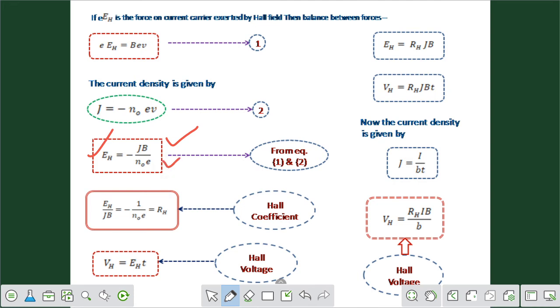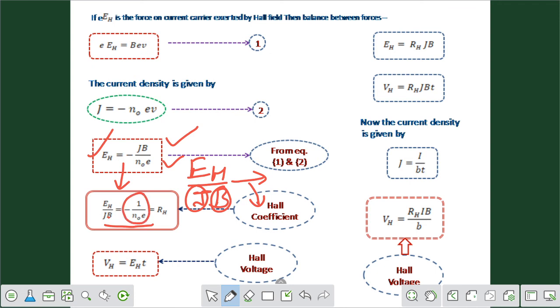Now from that equation, if you take the ratio of the Hall electric field E_H upon JB, it means the ratio of the Hall electric field to the current density and magnetic field is called the Hall coefficient. If you take the ratio of E_H and JB, from the equation you can write: E_H upon JB is equal to minus 1 upon n_0 e.